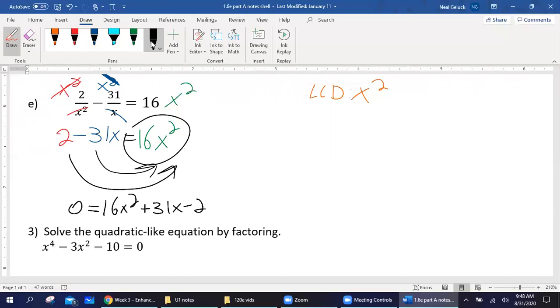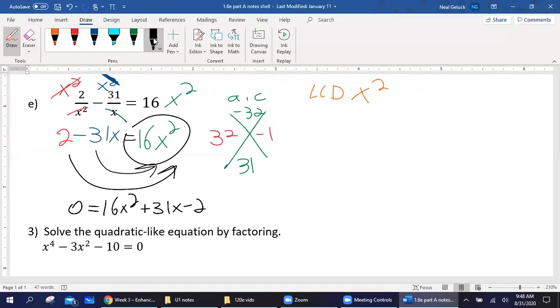This, it turns out, is factorable. We haven't done an x box in a little bit, so let's do one. A times c goes up top. That's going to be 16 times negative 2, so negative 32. B goes on the bottom, which is positive 31. The numbers that multiply to negative 32 and add to 31, hopefully that should be fairly simple. That's going to be 32 and negative 1.